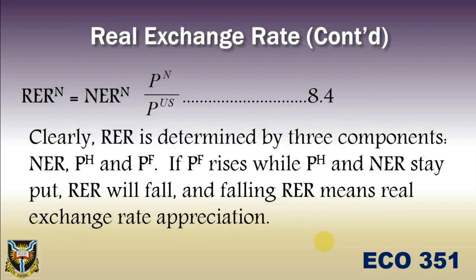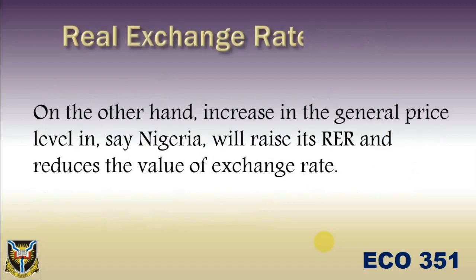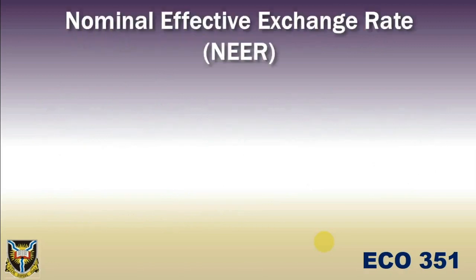Clearly, real exchange rate is determined by 3 components: nominal exchange rate, price in the home country, and price in the foreign country. If PF rises while PH and NER stay put, real exchange rate will fall, and a falling real exchange rate means real exchange rate appreciation. On the other hand, an increase in the general price level in Nigeria will raise its real exchange rate and reduce the value of the exchange rate.